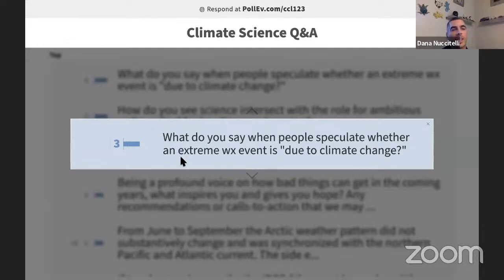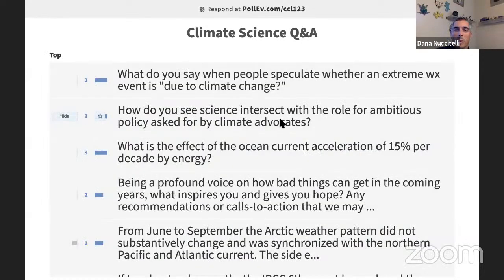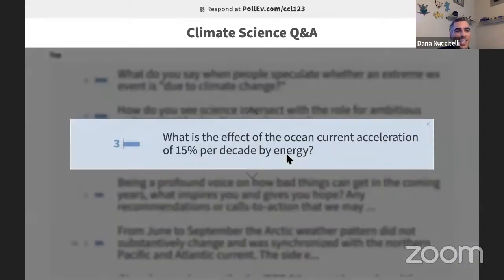Yeah, interesting. Okay, I think we got time for one or two more. So let's see. What's the effect of the ocean current acceleration of 15% per decade by energy? So I think there was a study about a year or so ago that's basically found that ocean currents are moving faster than they used to. Do you have any insights about that?